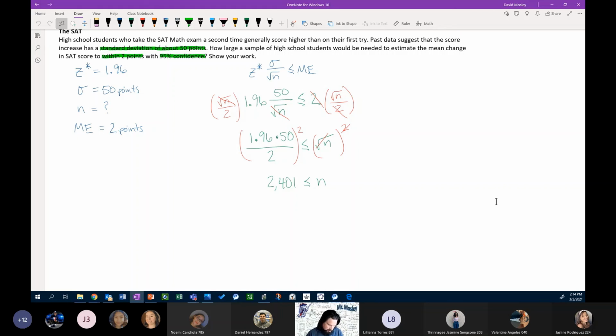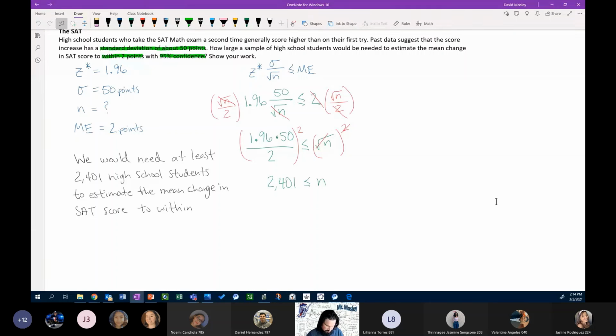So we can conclude that we would need at least 2,401 high school students to estimate the mean change in SAT score to within 2 points with 95% confidence. And we've answered our question.